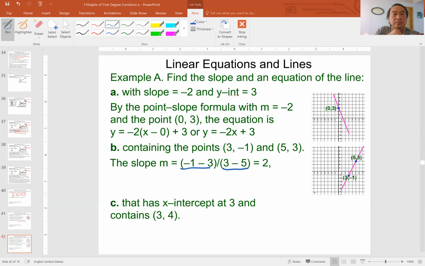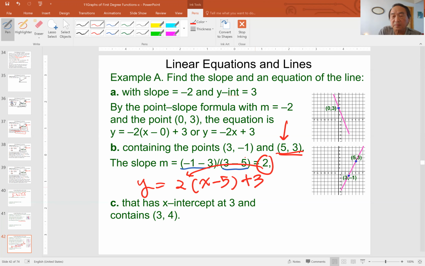And I know a point, so I'm going to use the point (5, 3) and the slope 2 to make the equation. I can do that one more time. Put the 2 in the front, put x here, minus the 5. Since the 3 is positive, that's plus 3.